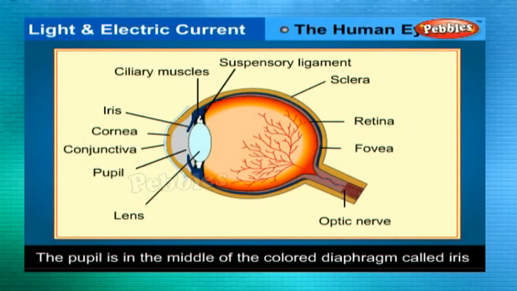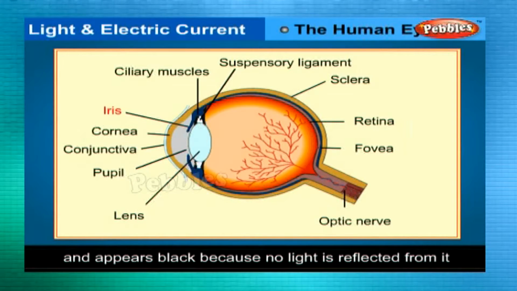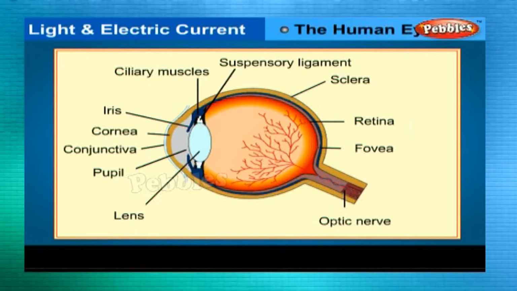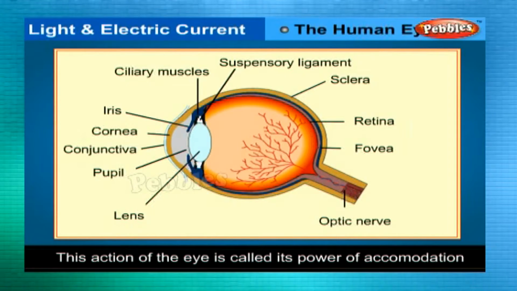The pupil is a hole in the middle of the colored diaphragm called iris and appears black because no light is reflected from it. The iris adjusts the amount of light entering the eye. The ciliary muscles alter the focal length of the lens, enabling the eye to adjust itself to objects at different distances. This action of the eye is called its power of accommodation.